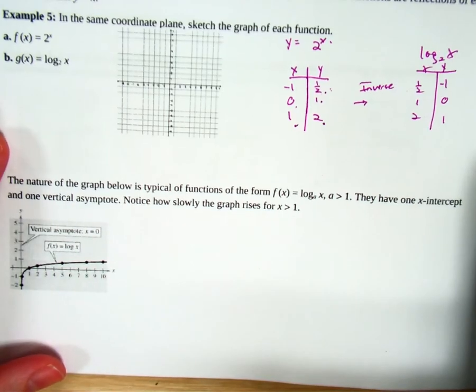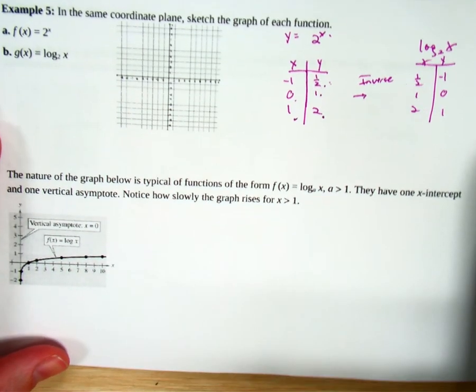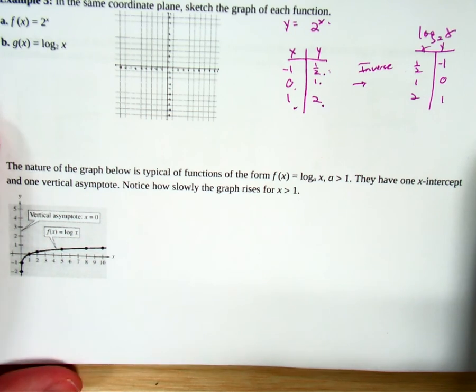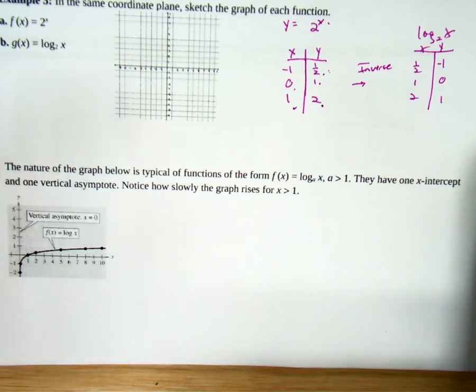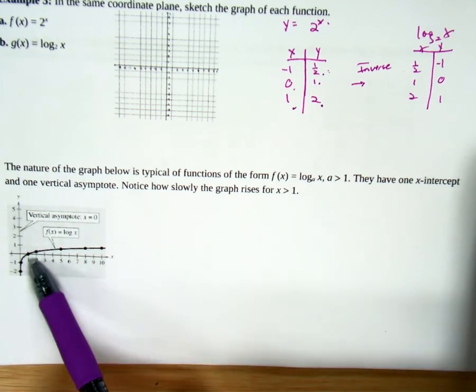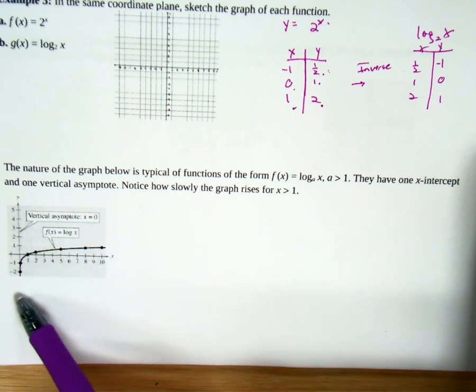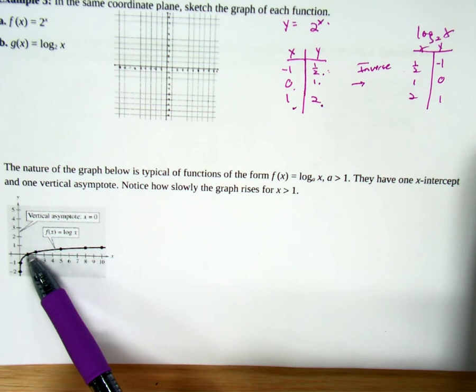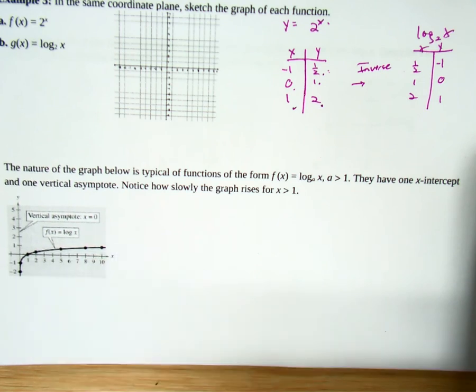The nature of the graph below is typical of functions log base a of x. When a is bigger than 1, they're going to have an x-intercept and a vertical asymptote. They will slowly climb after we get above 0. Before 0, climbing very rapidly. After we cross our x-intercept, very slowly rising.